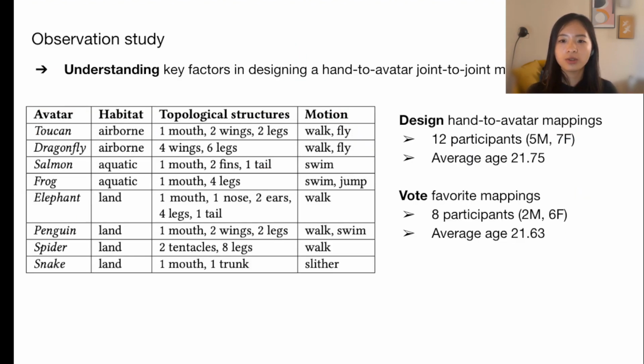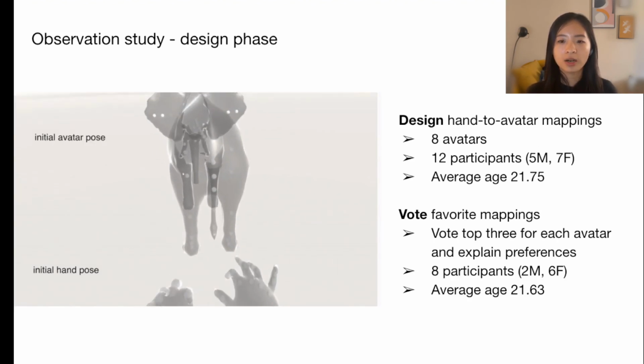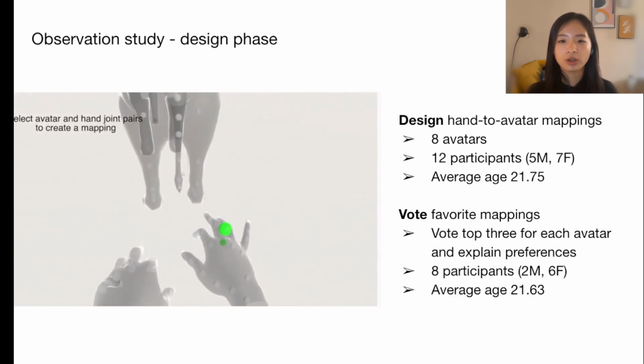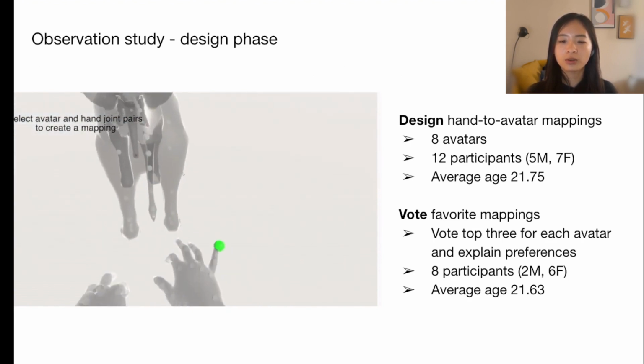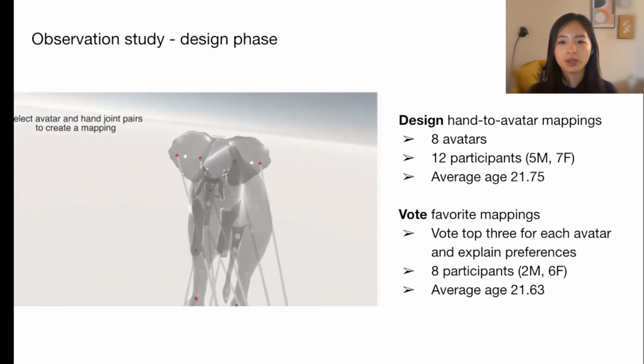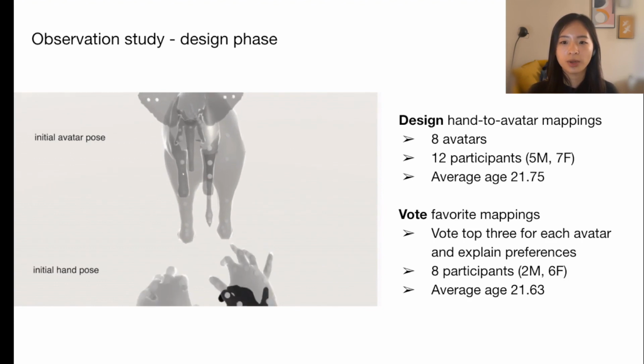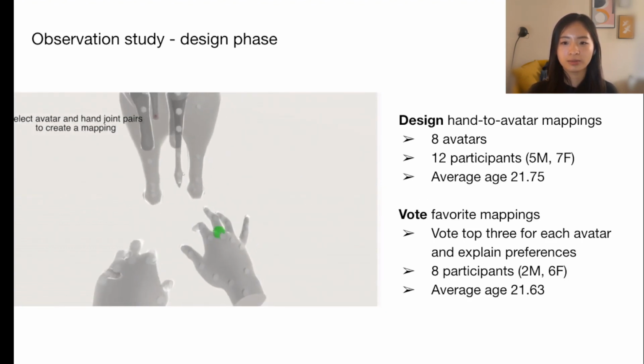We started with a two-phase observation study to understand how users design their own hand-to-avatar mappings and what participants' criteria are for good mappings. 8 non-humanoid avatars that cover different habitats, topological structures, and motion methods were chosen for this study. We invited 12 participants to design hand-to-avatar mappings by first posing according to the reference avatar pose, then selecting the avatar control joints to hand joint pairings.